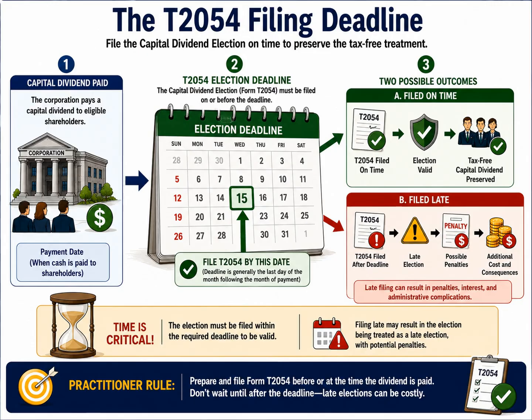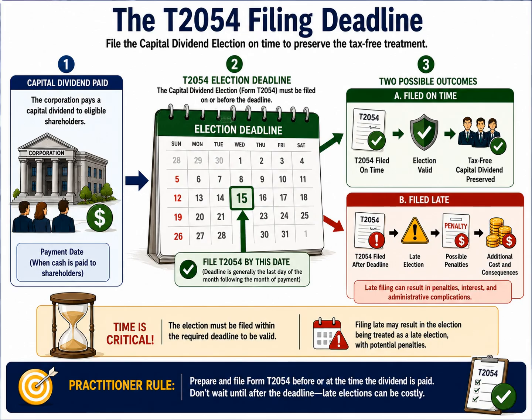A corporation can have a perfectly calculated CDA balance. It can prepare the correct election amount. It can pay the dividend to the correct shareholders. But if the filing deadline is missed, unnecessary compliance issues can still arise. Experienced practitioners understand this risk. That's why they typically prepare the election paperwork before, or at the same time as, the dividend payment.